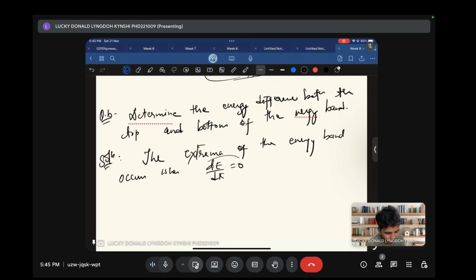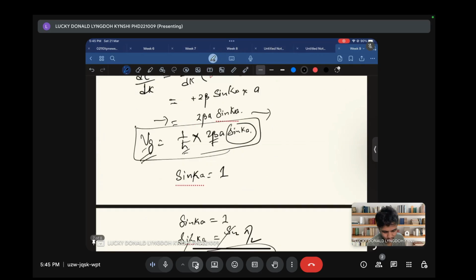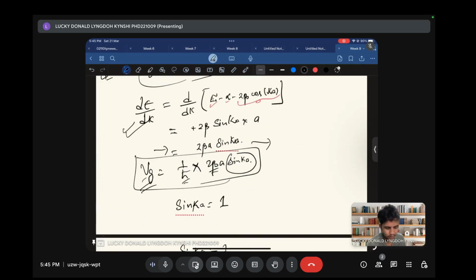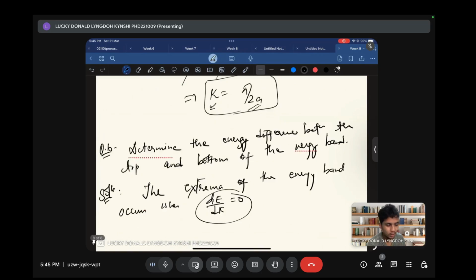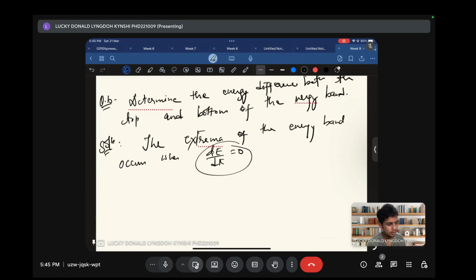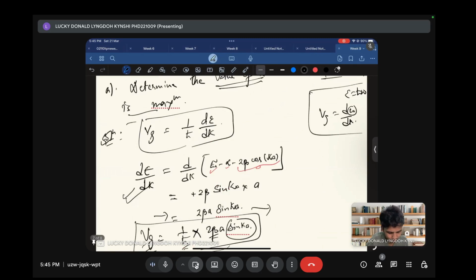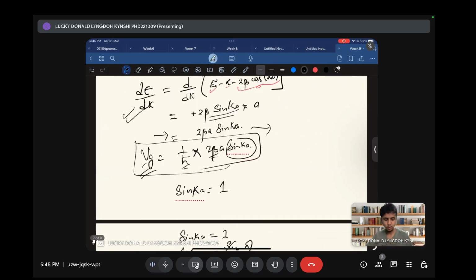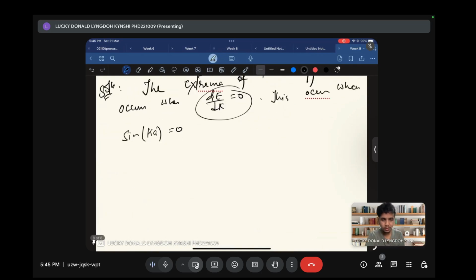Now what happens when dE by dk is equal to 0? If you look at it, this happens only when sine ka is equal to 0, that is, k is equal to 0 or k is equal to pi by a. So these occur when sine ka is equal to 0, because dE by dk depends upon sine ka. So if dE by dk is equal to 0, that means your sine function has to be equal to 0.